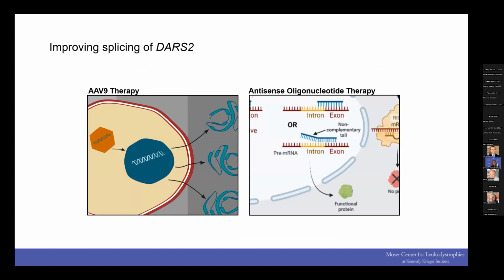So really our interest right now is focused on improving the splicing of DARS2. That's one of the things that we're focused on. And I'm going to show you data for two different projects that we have ongoing in the lab right now: AAV9 therapy, so adeno-associated virus serotype 9, and then also antisense oligonucleotide therapy.